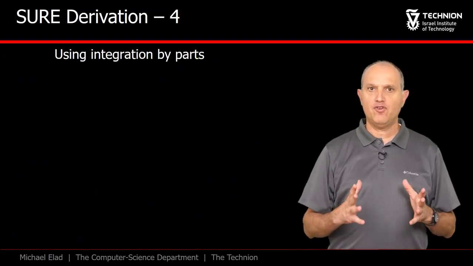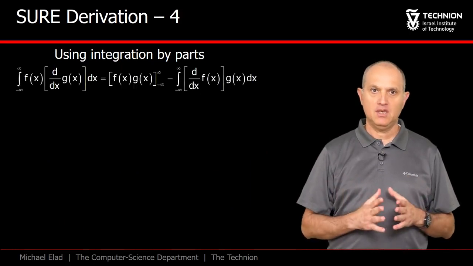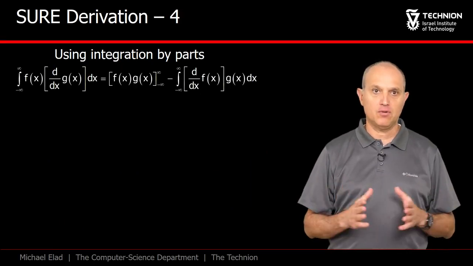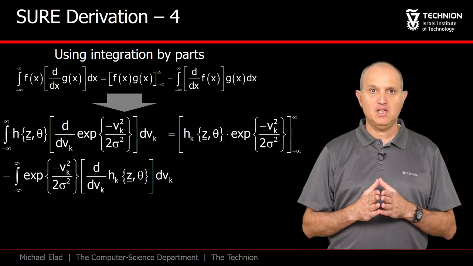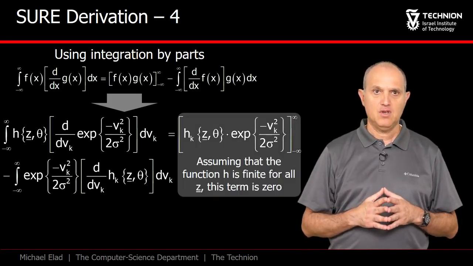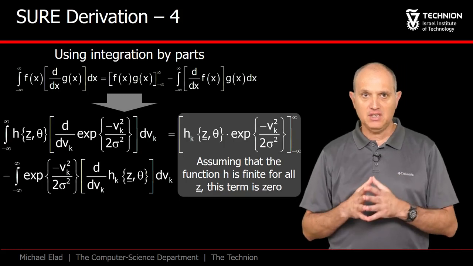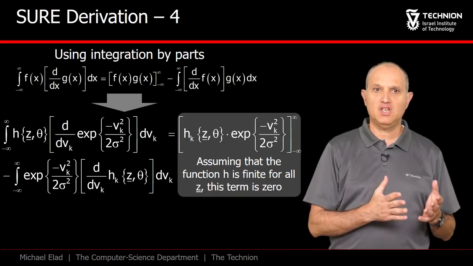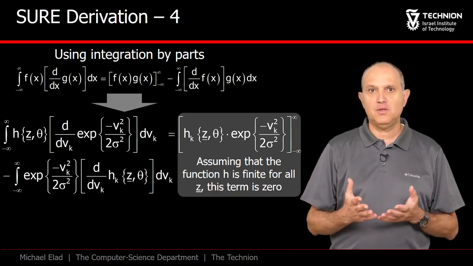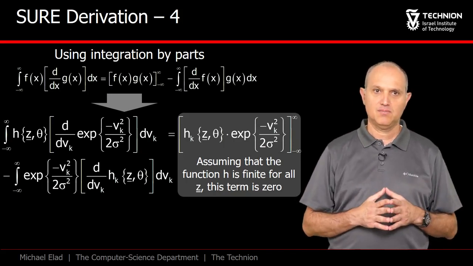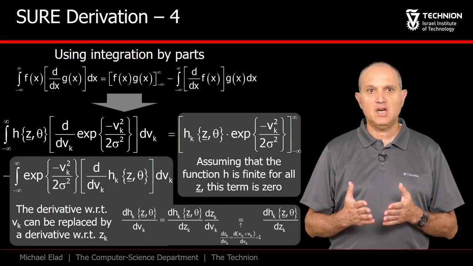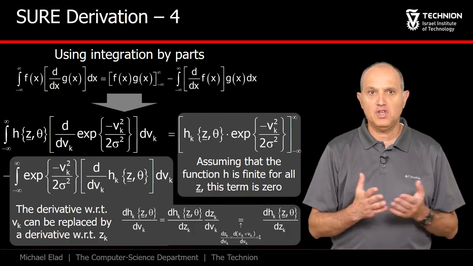So let's use the formula for the integration by parts. Here it is, in its most general form. In our case, this leads to the following expression. The first term is evaluated on the borders, minus infinity and infinity. If we assume that the denoiser is bounded, this equals 0 due to the Gaussian exponent. The second term is an integral that migrated the derivative to the denoiser.